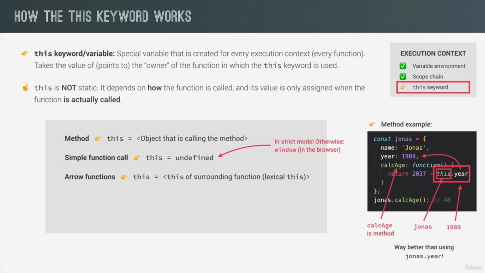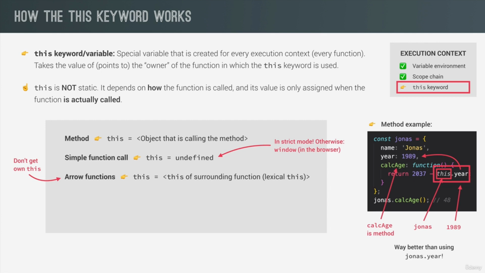Because remember, arrow functions do not get their own this keyword. Instead, if you use the this variable in an arrow function, it will simply be the this keyword of the surrounding function, so of the parent function. And in technical terms, this is called the lexical this keyword, because it simply gets picked up from the outer lexical scope of the arrow function. So never ever forget this very important property of arrow functions.